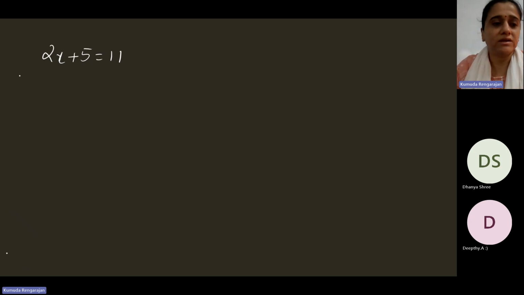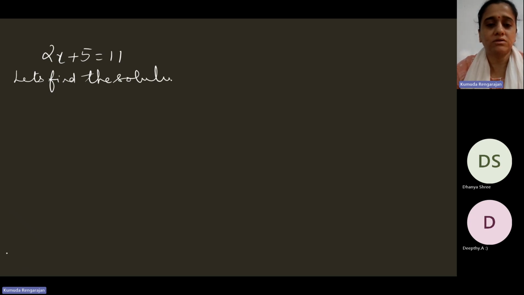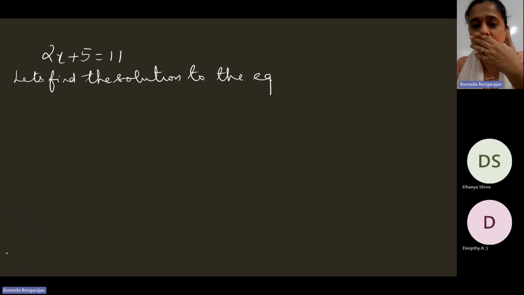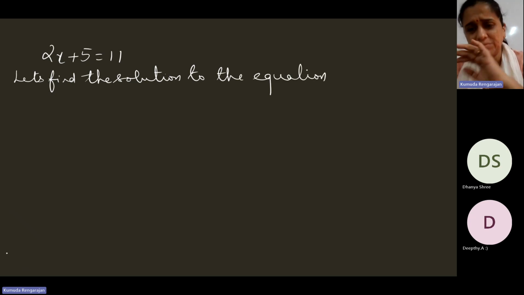Okay, so the equation we had taken up earlier, 2x plus 5 is equal to 11. Now this is the trial and error method. Let's find the solution to the equation.